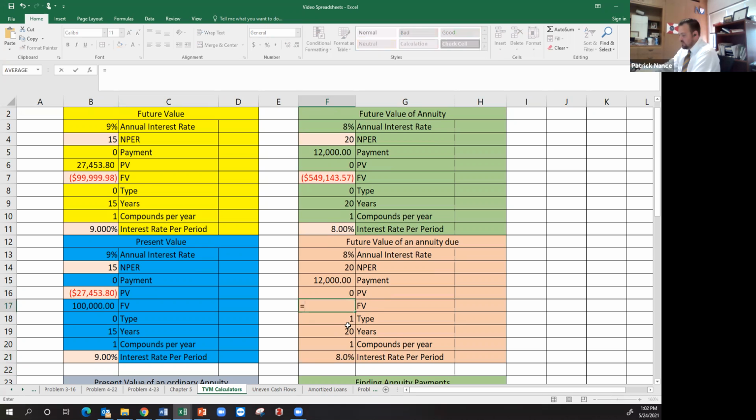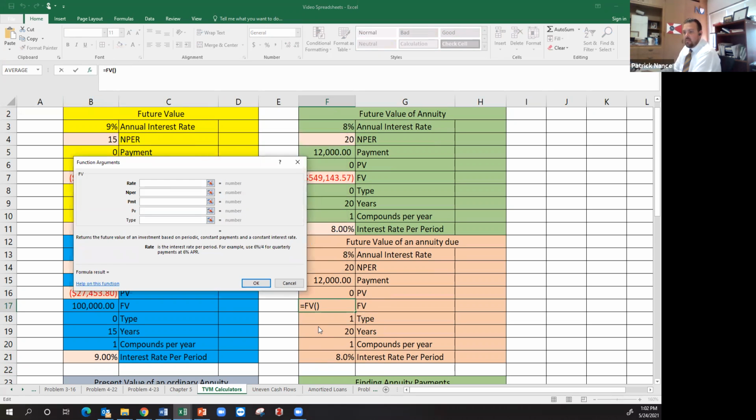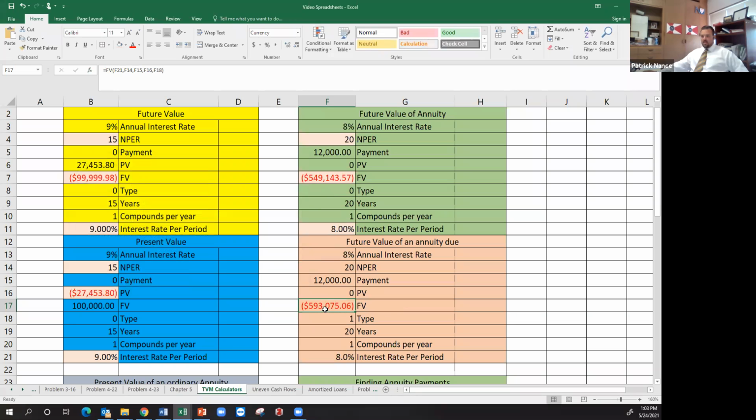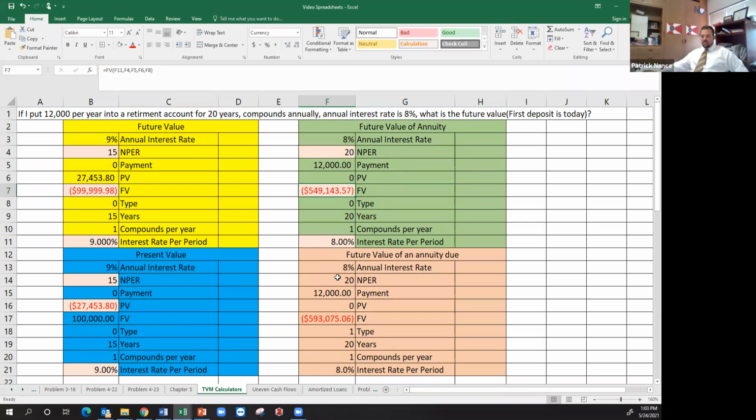So I can write the same function I wrote in the last one, equals future value. I take my rate, which is the interest rate per period, number of periods, payment, my present value, which is 0, and my type, I want to be a type 1. So the future value of an annuity due, in this case, 593,075.